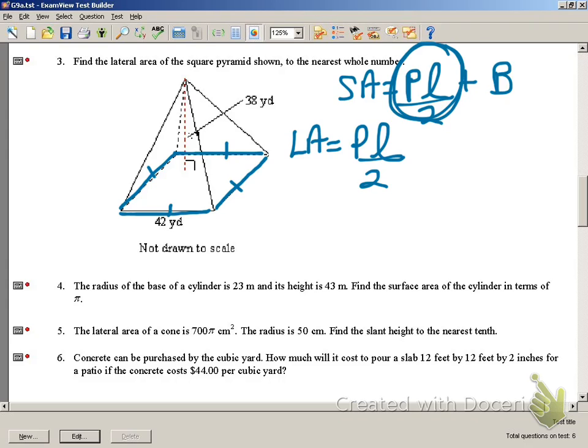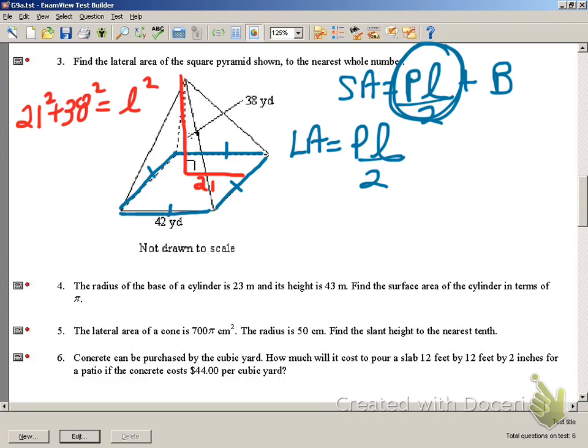So I need to find the slant height before I can move on any further. So I'm going to have to use Pythagorean theorem here. We're told that the actual height is 38. Now remember, that goes down to the center, so the distance out to the edge is going to be half of 42, which is 21. So I have 21 squared plus 38 squared will equal my L squared.